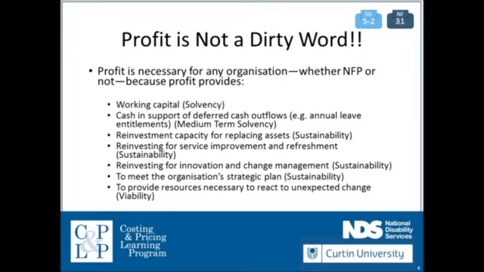It also allows for reinvestment capacity for replacing assets, so that medium and longer-term sustainability, as well as the opportunities for innovating and improving or refreshing your services. Innovation and change management both require staff time, but they also require capital. That is, they require cash to be able to undertake those processes effectively. So reinvesting for innovation and change affects your ongoing sustainability, but it does require capital to do that. And again, that capital generally is met out of the balance sheet, and the balance sheet capital is provided by the profits that your organisation generates.